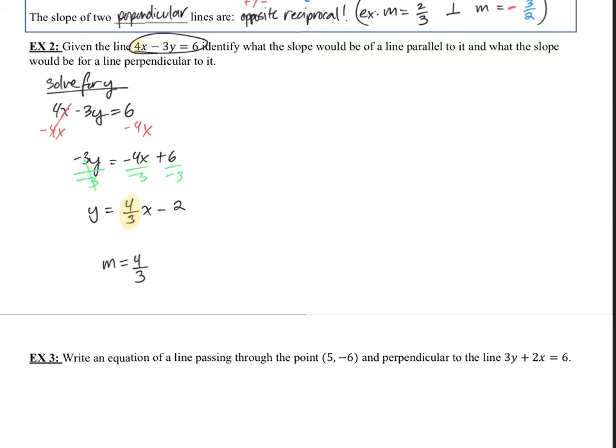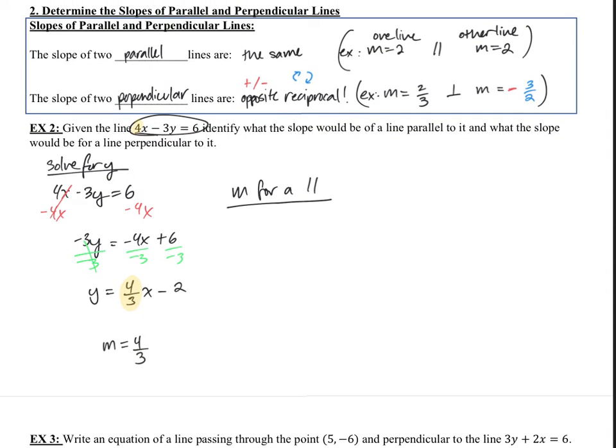Now, the slope for a parallel line. Remember, for a parallel line, it's the exact same thing. So we would have m equal 4 over 3. But how about the slope for a perpendicular line? Well, it needs to be the opposite. So what's the opposite of a positive 4 over 3? That's going to be negative. And then it needs to be the reciprocal. So what's the reciprocal of 4 over 3? It's going to be 3 over 4.